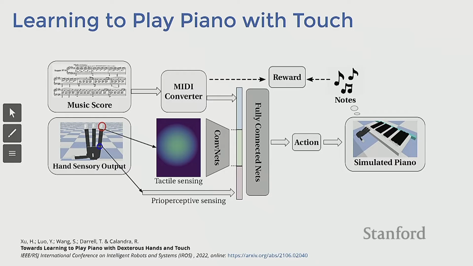So we essentially use, in simulation, our tactile sensors to be able to play scores better and better by being able to modulate intensity, force, and time better. It's just in simulation so far, but I would love to see this on a real robot one day.